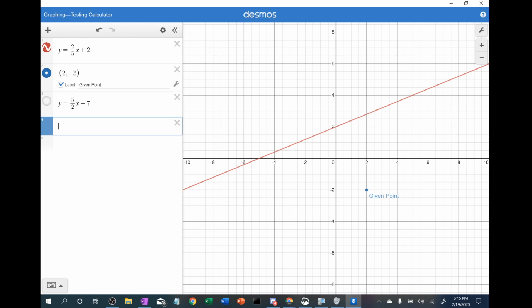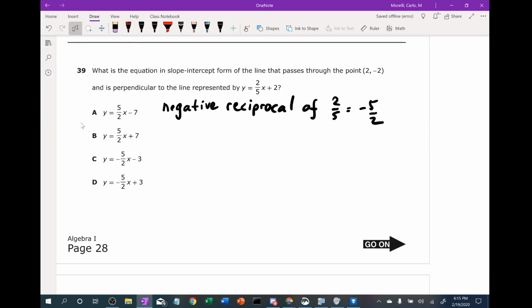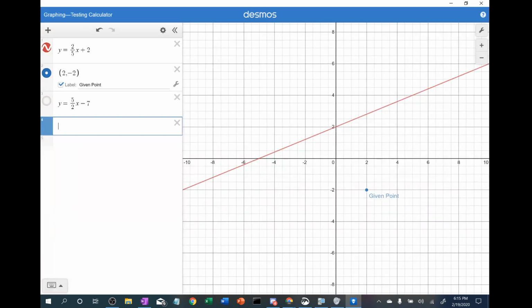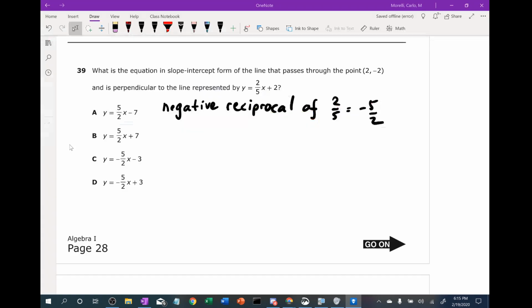So now we'll try option B. Y equals 5/2 x plus 7. Okay, so it's not perpendicular and it's not passing through the given point, so that's not right either.